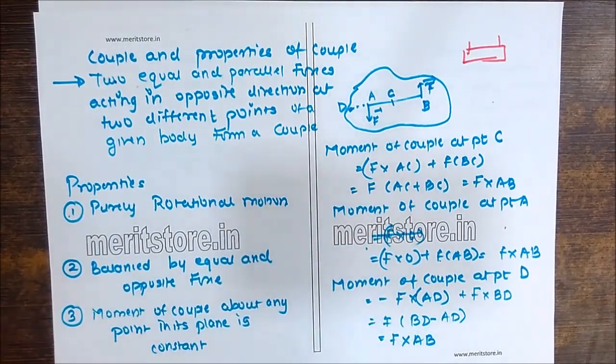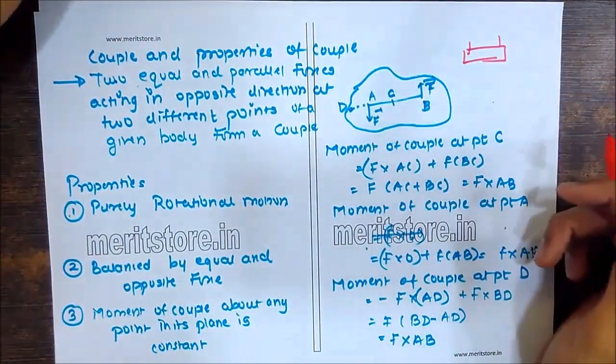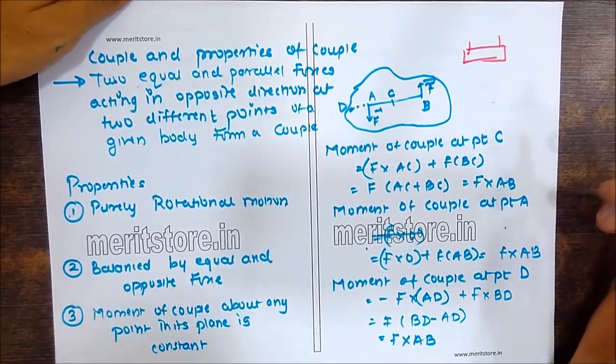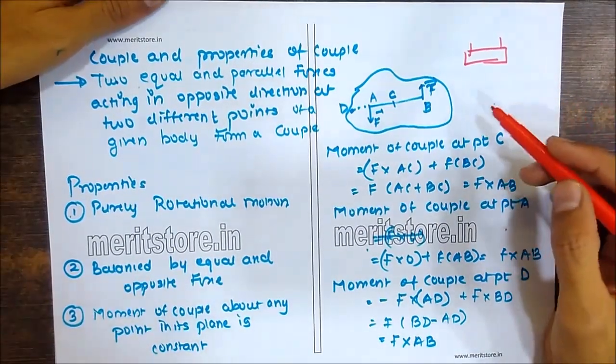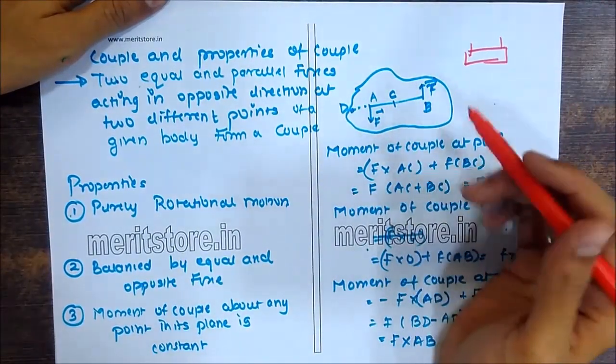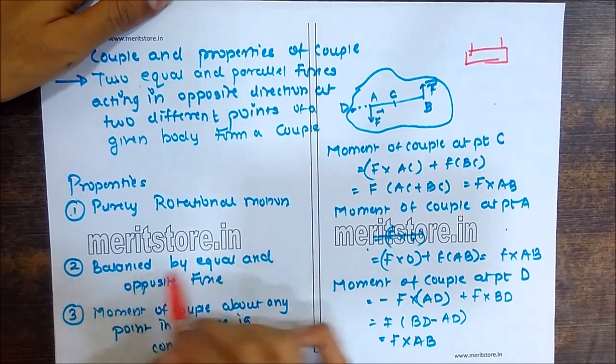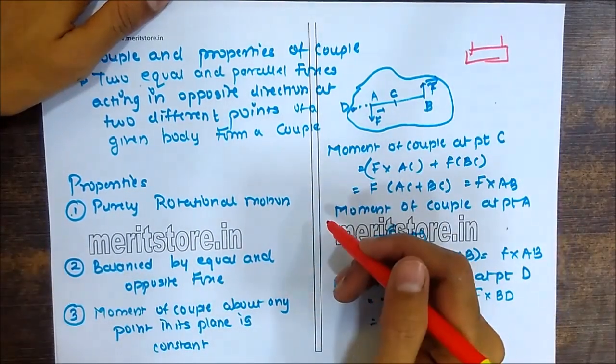A couple produces a rotational motion. The motion produced by the couple is rotational. The two forces forming the couple are equal and opposite, and hence the total resultant is 0. Then next is the balance. These two couples are balanced by equal and opposite forces.